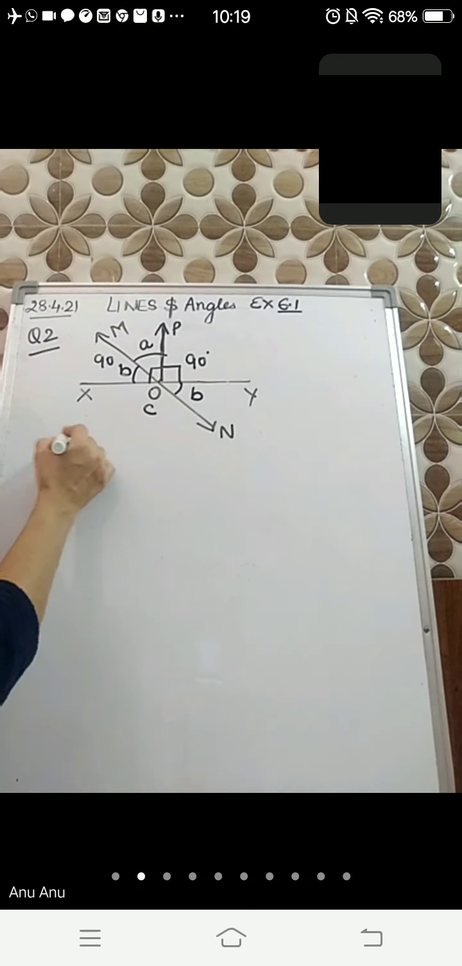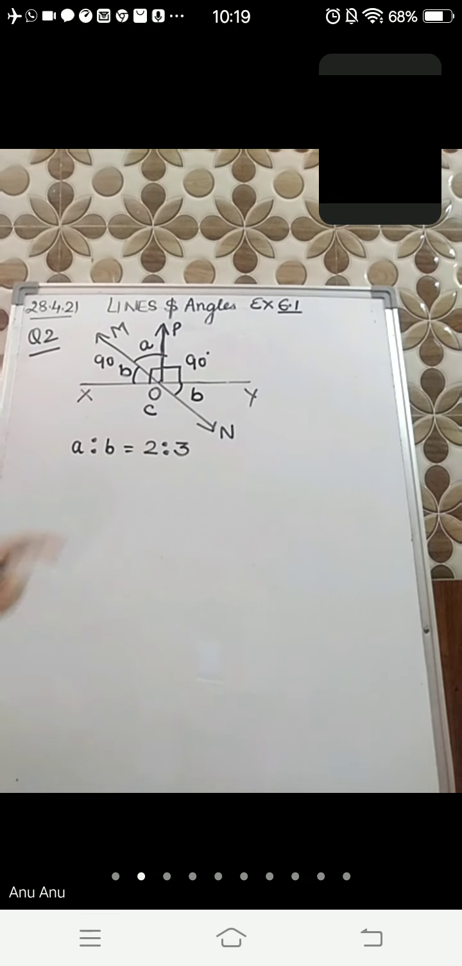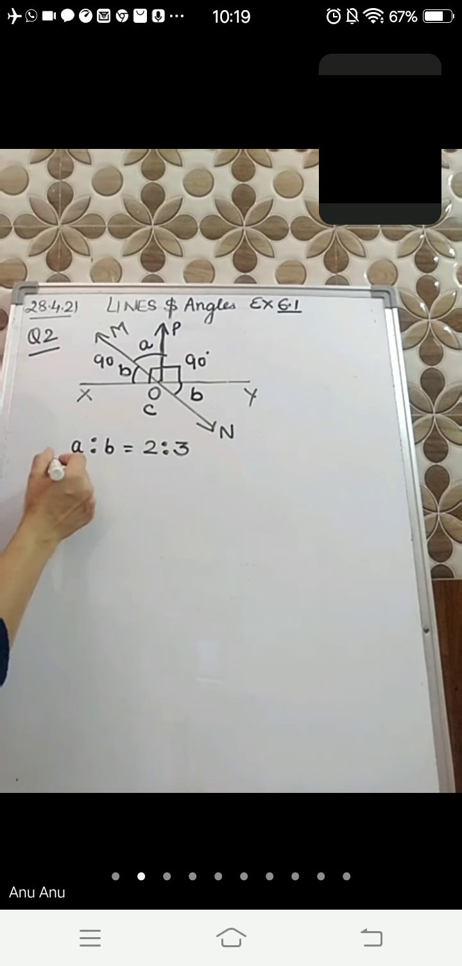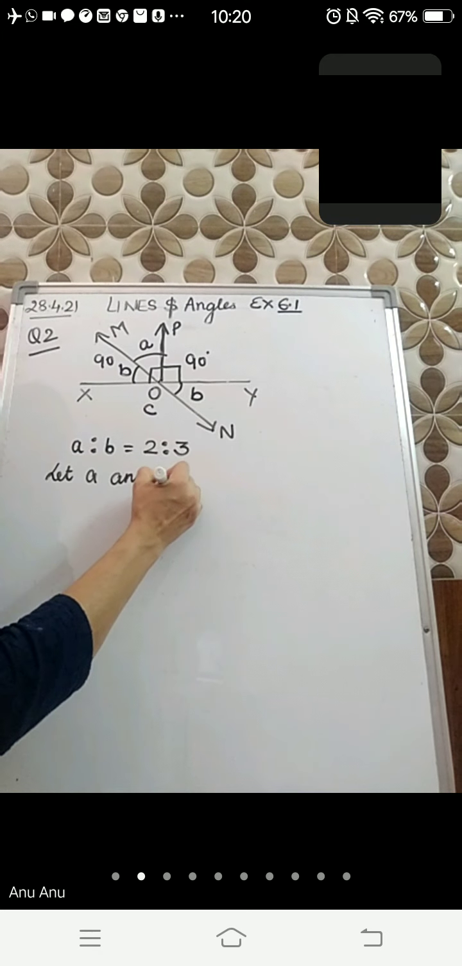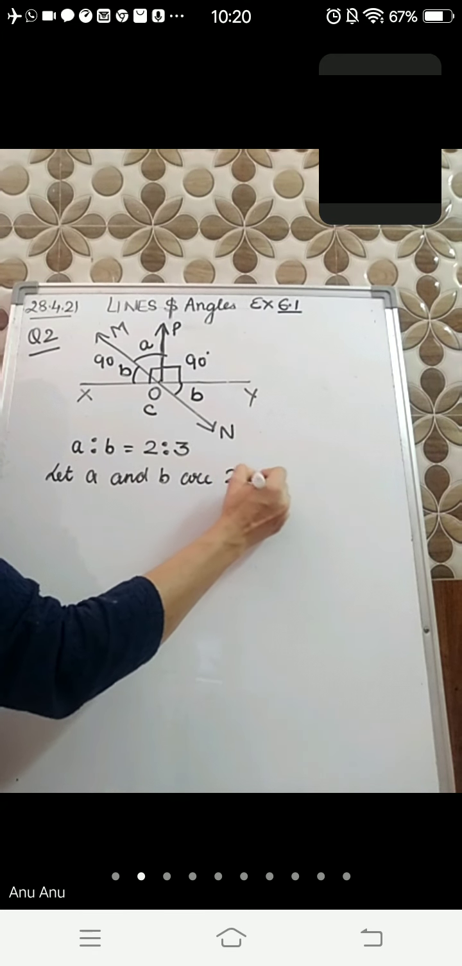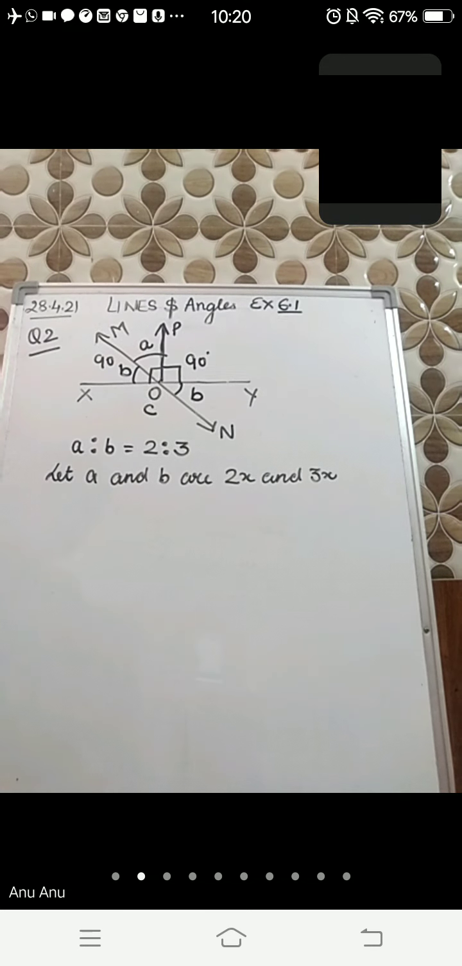Now the ratio of A and B is given as 2:3. The ratio of these two angles is given. If the ratio is given, you can write it like this: let A and B be 2x and 3x. For removing the ratio, you all know that we have to introduce a constant variable to change the angles. So I have written the angles as 2x and 3x.